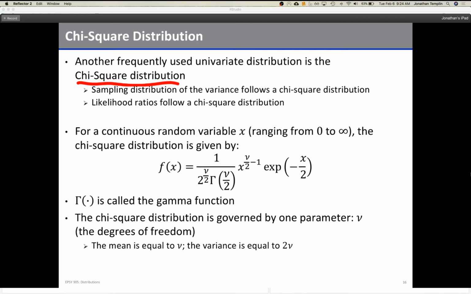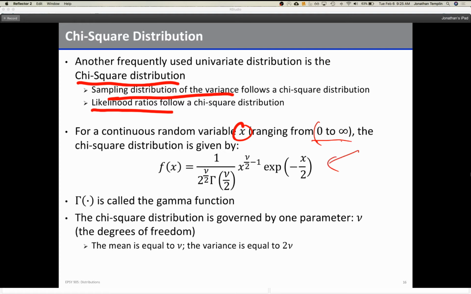Again, the sample space for variables that follow this distribution, or if you're generating data, the actual sampling distribution of the variance follows a scaled chi-square. It's a chi-square that's been modified by a constant. For a continuous random variable x, the sample space goes from 0 to infinity, and that does not include 0. It's just above 0 to infinity. The chi-square distribution is given by this ugly function.